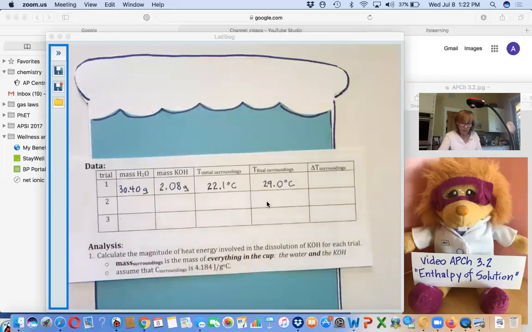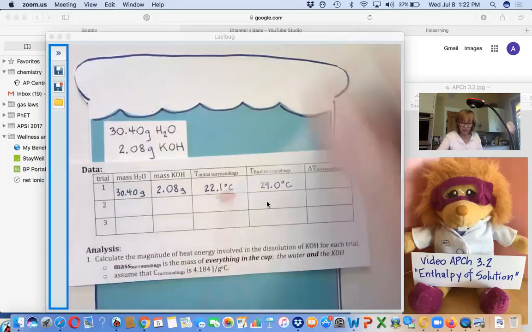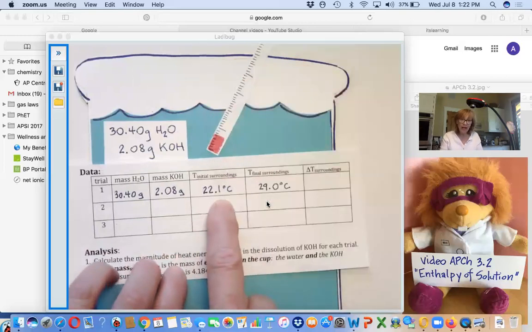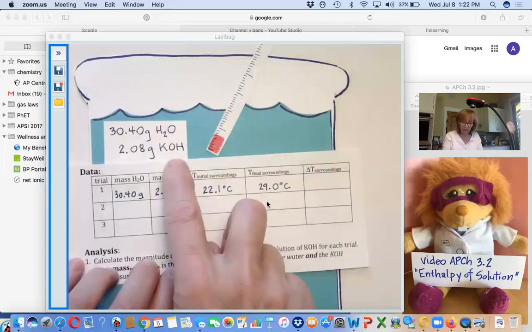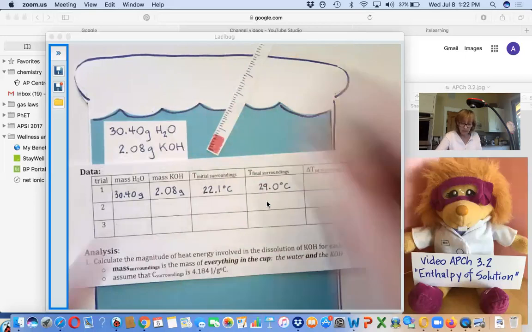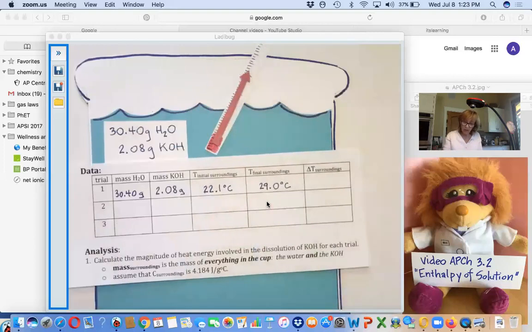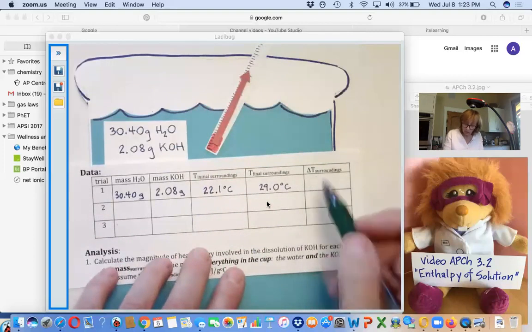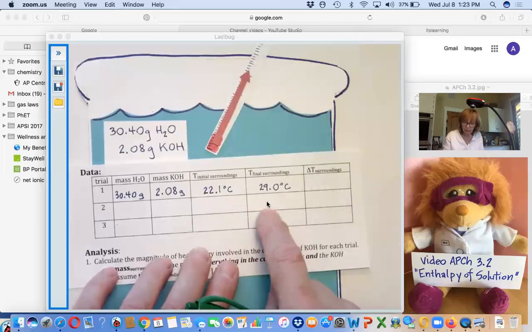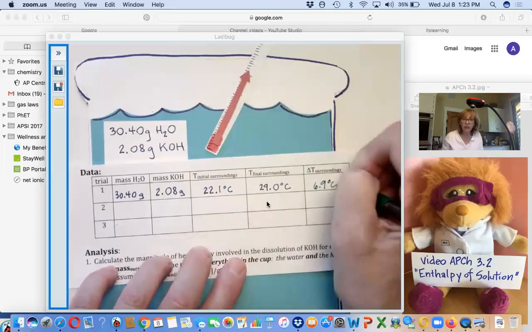Okay, so these quantities are both in the beaker, and the thermometer gives an initial temperature reading of 22.1, but as we stir and the potassium hydroxide dissolves, as that physical change occurs, we see a temperature change, and the temperature goes up. It goes up to 29 degrees. So the delta T, which represents change in temperature, is just the absolute value of the difference between these two. And that would be 6.9 degrees Celsius.